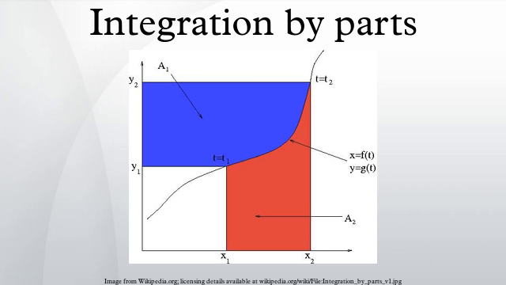The LIATE rule, a rule of thumb proposed by Herbert Kasube of Bradley University, advises that whichever function comes first in the following list should be u. L, logarithmic functions: ln x, log x, etc. I, inverse trigonometric functions: arctan x, arcsec x, etc. A, algebraic functions: x^2, 3x^50, etc. T, trigonometric functions: sin x, tan x, etc. E, exponential functions: e^x, 19^x, etc. The function which is to be dv is whichever comes last in the list.